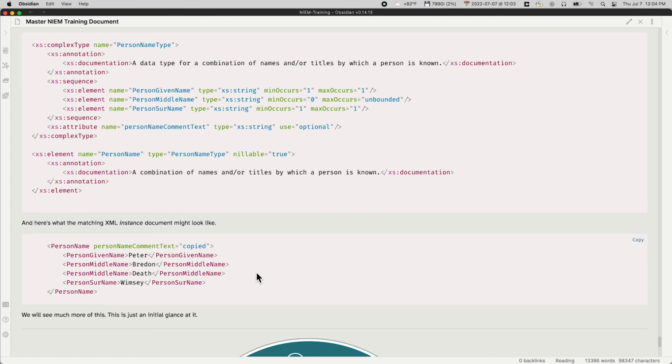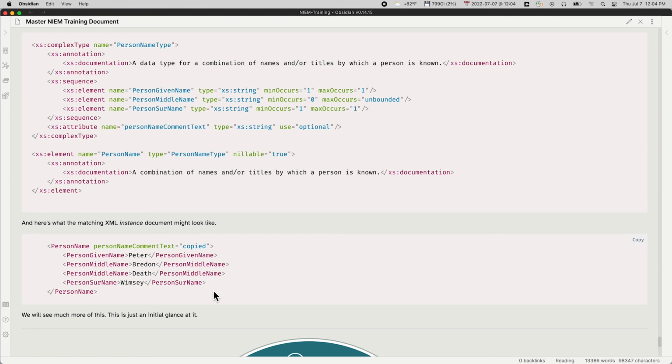It matches how that stuff fits together. It tells you person name has a given name, middle, and a surname. It tells you the cardinality, so you know you can have one of the given name but zero to many of the middle name. It tells you what each of those name pieces can hold. They can all hold strings, and it tells you have that attribute person name comment text. Everything you need to know is there in the schema to be able to make a document that matches it. And so that's the role XML schema plays.